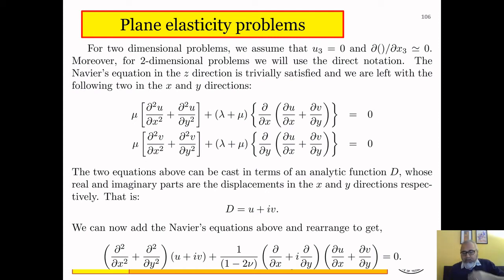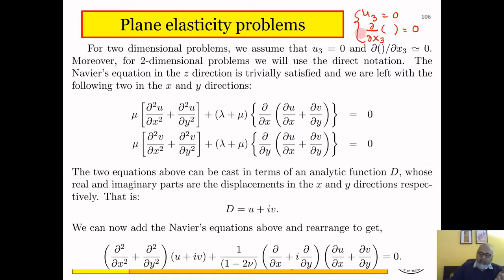Okay, so now let us turn to plane strain problems. In plane strain, we have u3 equal to 0 and no quantity varies with x3. So del x3 of all quantities is also equal to 0. This is your plane strain assumption.